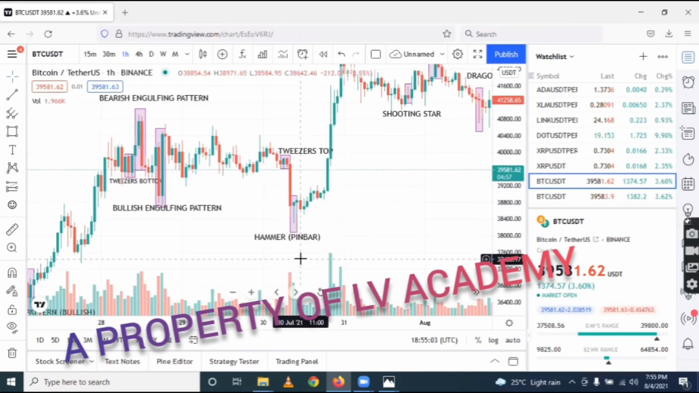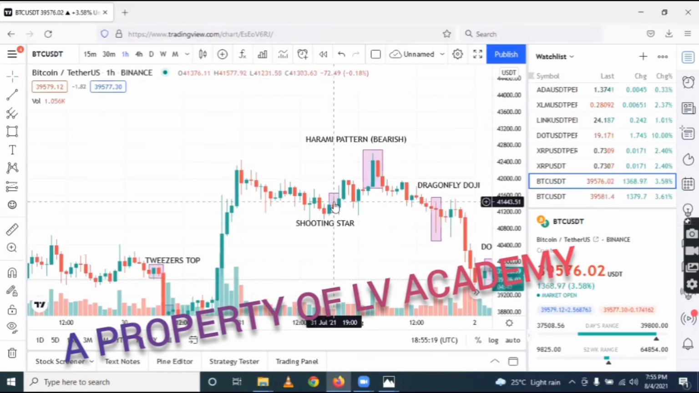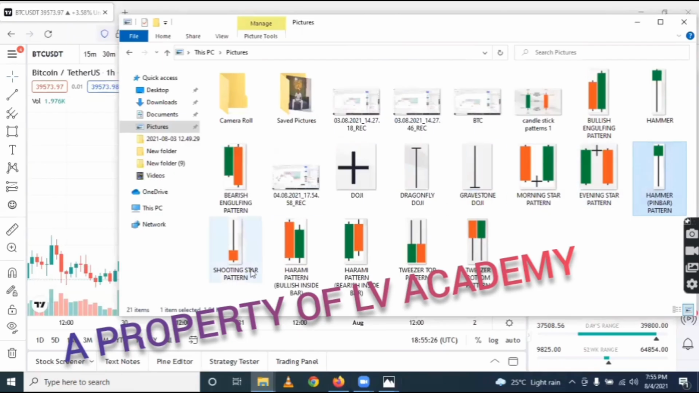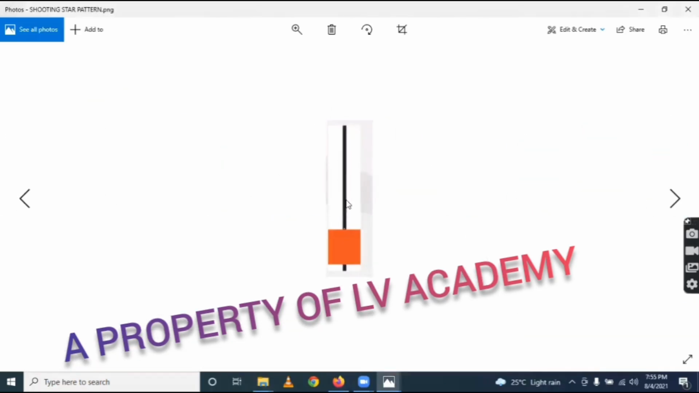Then the next one is the shooting star pattern. The shooting star is the opposite of the hammer pattern. Let me show you in the picture first before I explain. Shooting star, as you can see. See the shooting star pattern. It basically shows you that the price opened here, right? Then buyers pushed it up, but they could not push it higher than this place. Then sellers entered the market and pushed the price downwards below the opening price.